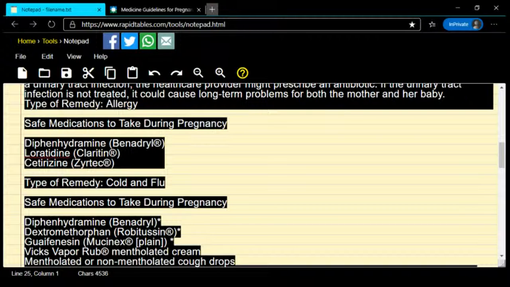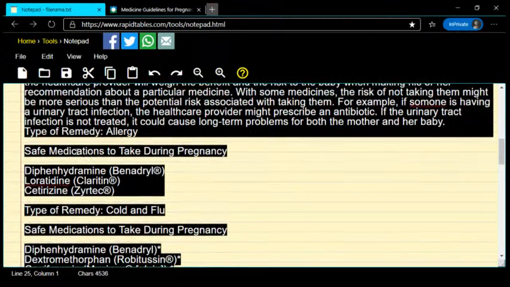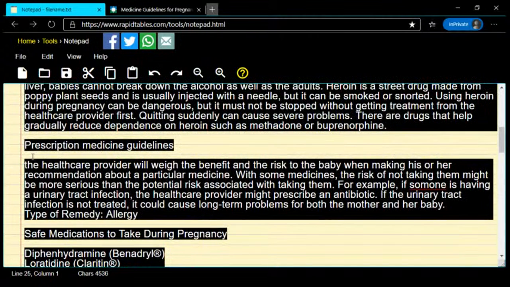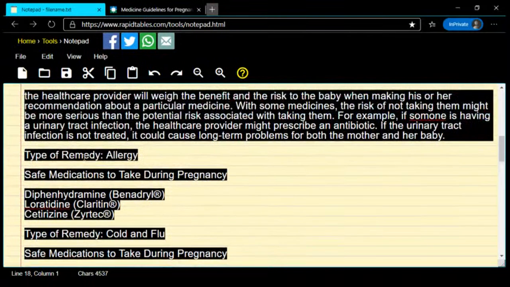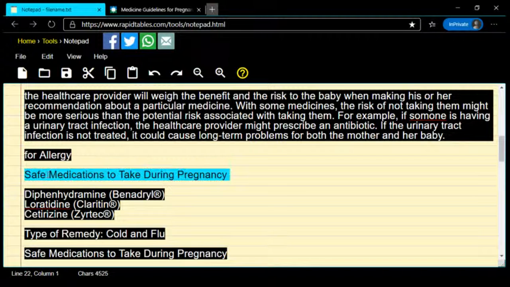For these medications, safe allergy, we have prescription drugs, remedy for allergy, infection or not, because long-term both mother and baby. We have remedy for allergy. Can just write here for allergy. We don't need that.